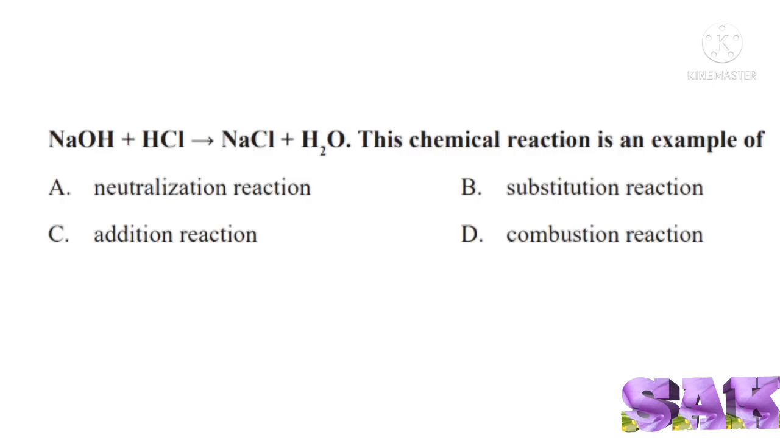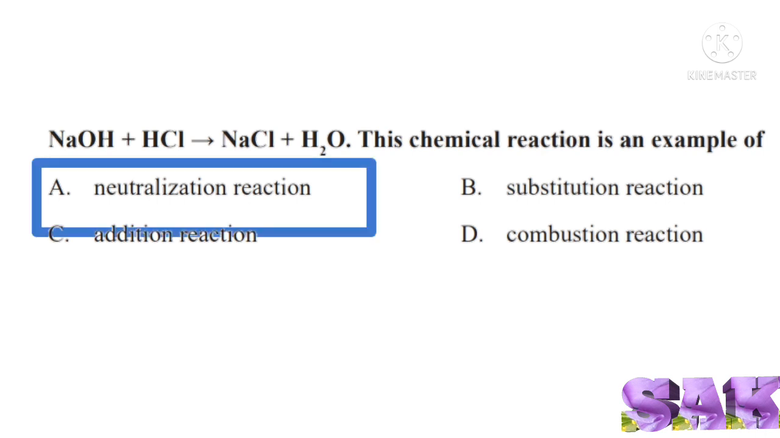Next question is NaOH plus HCl, arrow mark NaCl plus H2O. This chemical reaction is an example of. Here sodium hydroxide is base and HCl is acid. When acid and bases react, salt and water are produced. This type of reaction is called neutralization reaction.